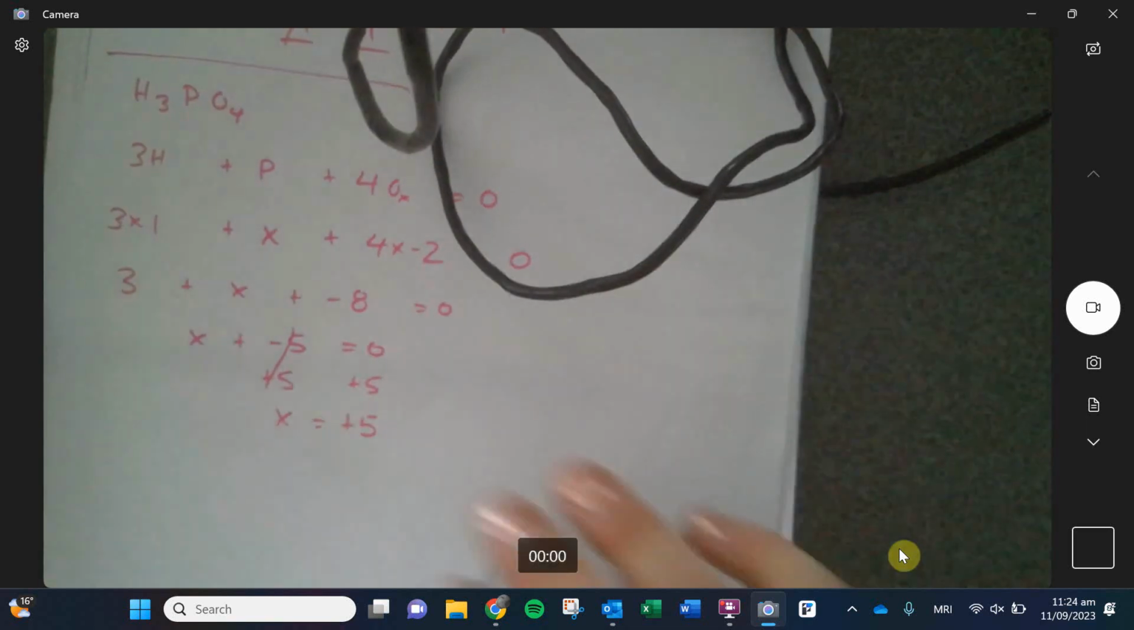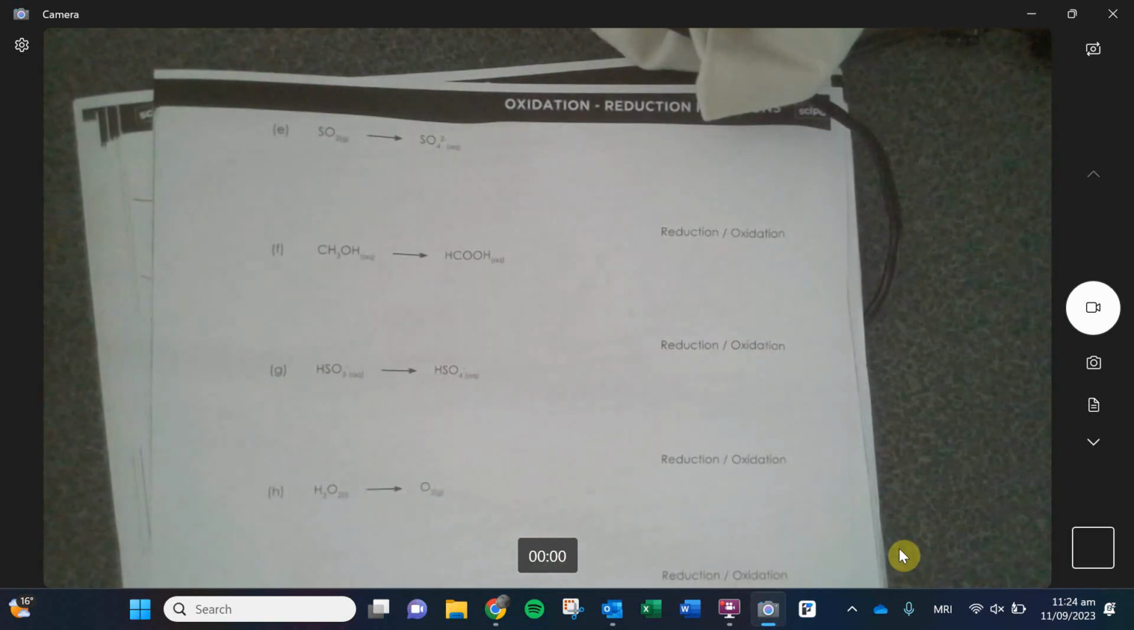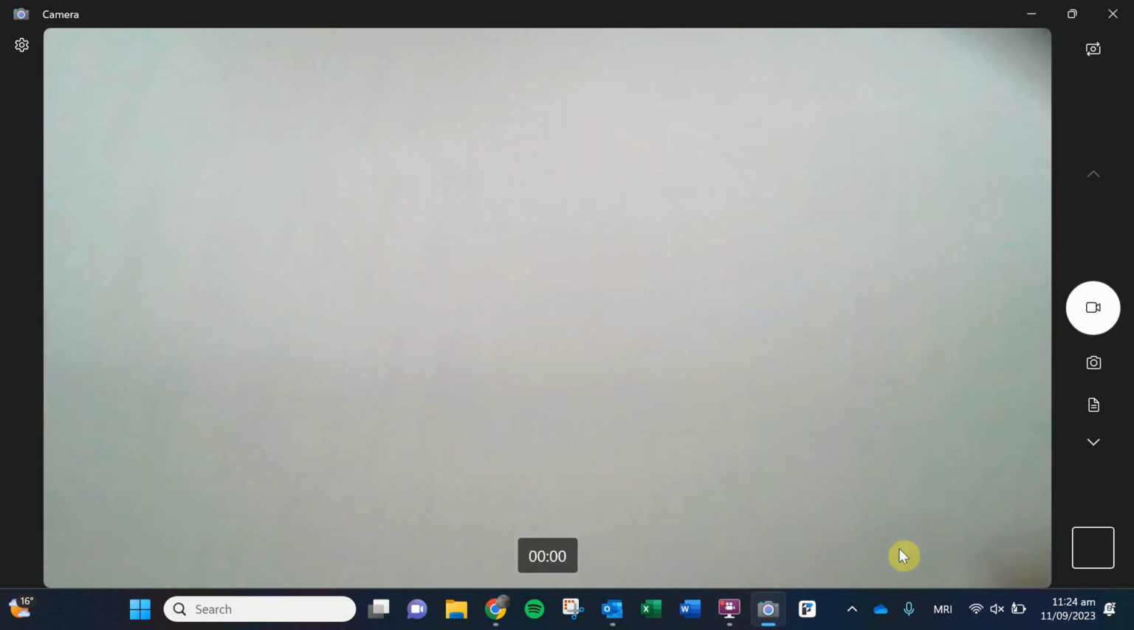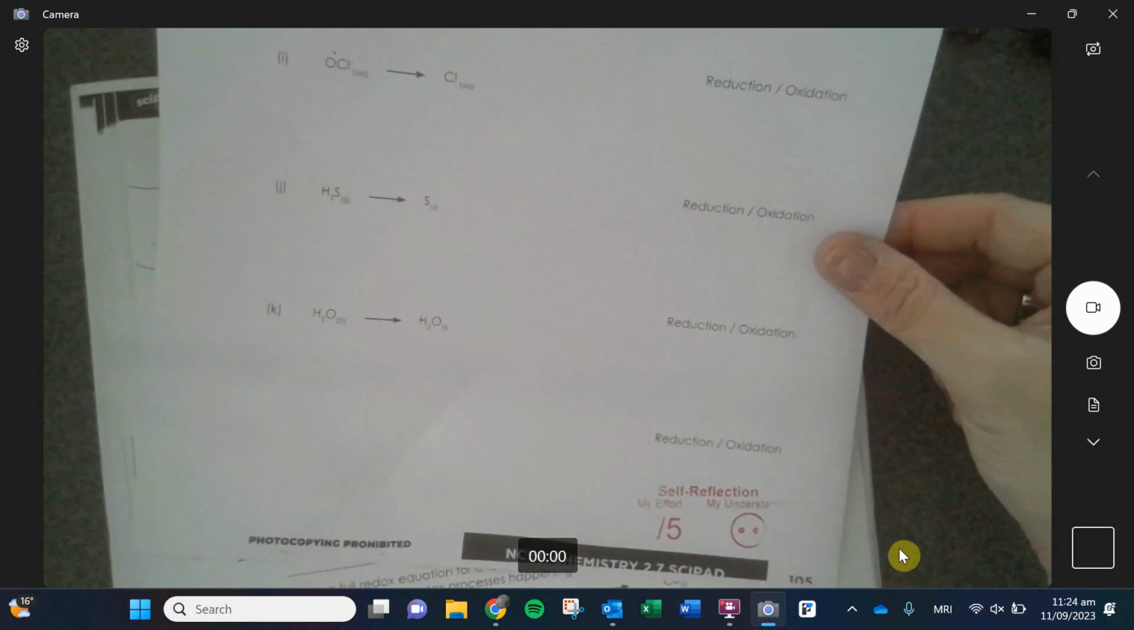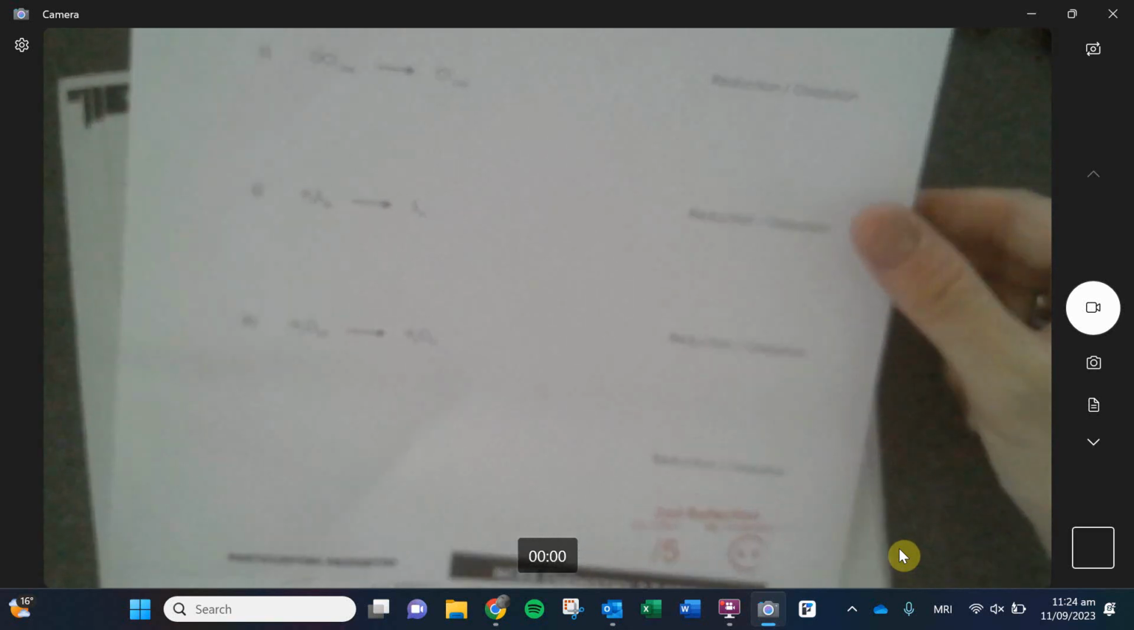That was page 104. This is just me showing you how I worked out my oxidation numbers. Because the other thing I was doing was using the oxidation numbers to help us figure out oxidation and reduction. Page 105 is also those more complex half equations.